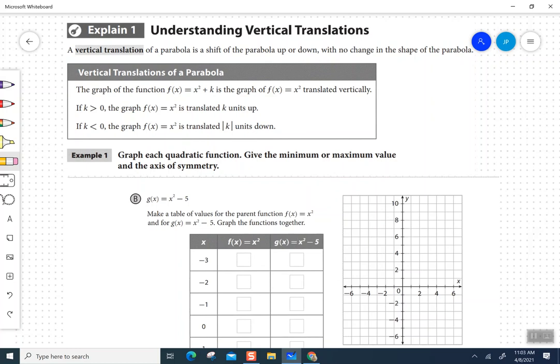Now, again, keep in mind we're doing vertical translations, so what we expect to see is the graph shift up or down depending on k. And again, k is whatever value is being added or subtracted to x squared. Notice there's no parentheses. It's x squared plus k, or it could be x squared minus k.